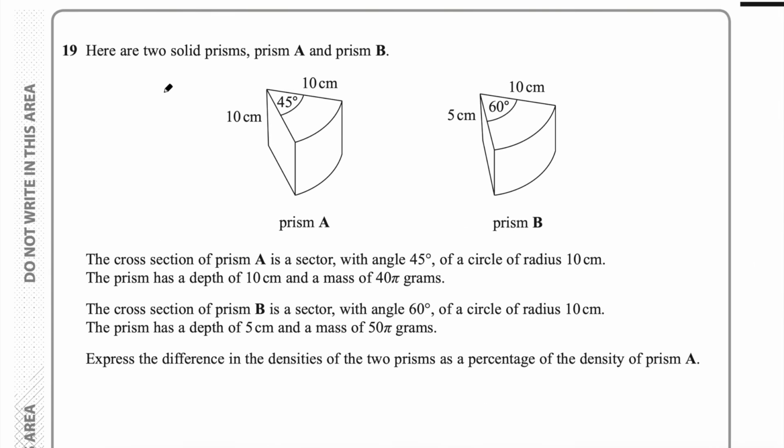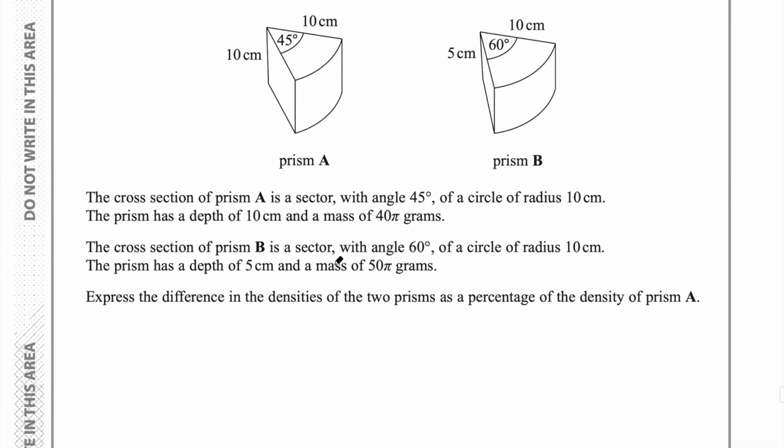Question 19 says here are two solid prisms, prism A and prism B. The cross section of prism A is a sector with angle 45 degrees of a circle of radius 10 centimeters. The prism has a depth of 10 centimeters and a mass of 40 pi grams. The cross section of prism B is a sector with angle 60 degrees of a circle of radius 10 centimeters. The prism has a depth of 5 centimeters and a mass of 50 pi grams. Express the difference in the densities of the two prisms as a percentage of the density of prism A.